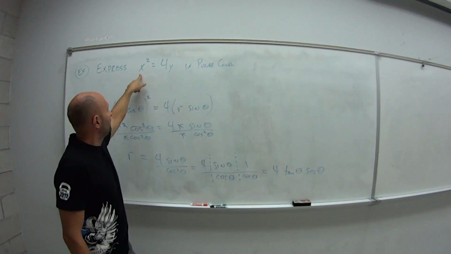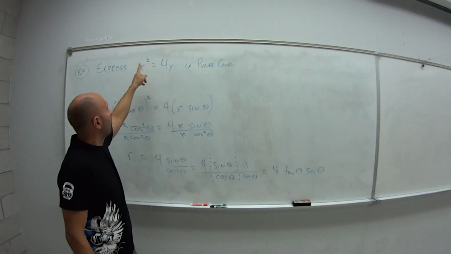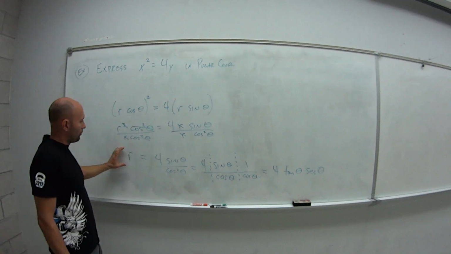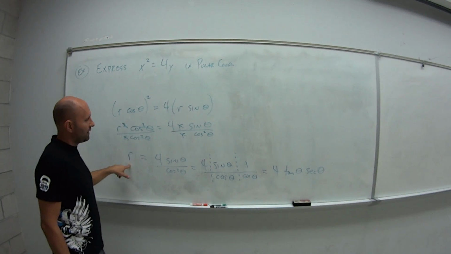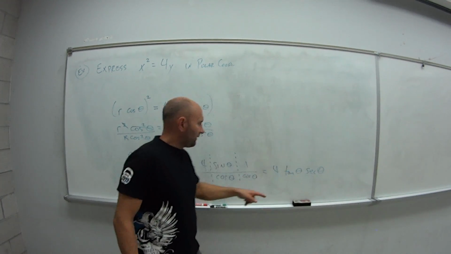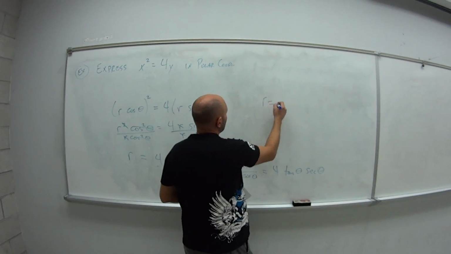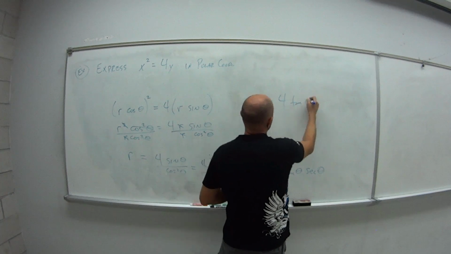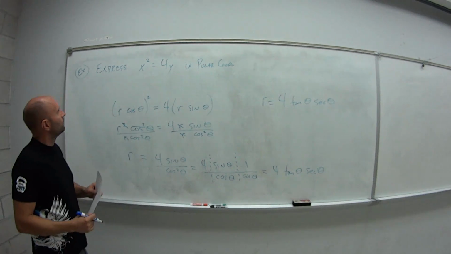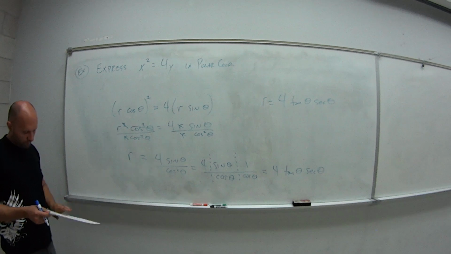So the original equation I had was in rectangular coordinates. If I pick some value for x, I can figure out what the y value is. If I pick some value for y, I can figure out what the x value is. Now I've rewritten the equation in polar coordinates so that if I have some value of r, I can figure out theta. Or if I'm given some value of theta, I can figure out r. So that's my equation. R is equal to 4 tangent theta secant of theta. So a rectangular coordinate equation written in terms of polar coordinates.